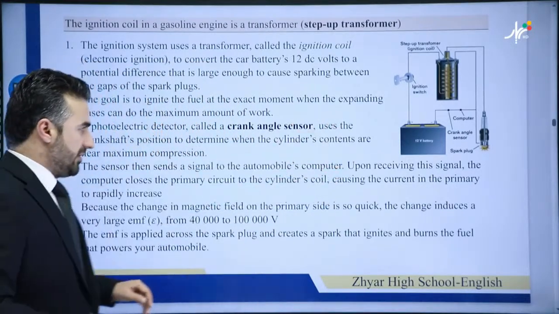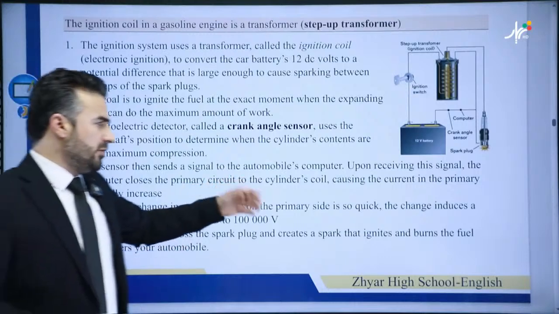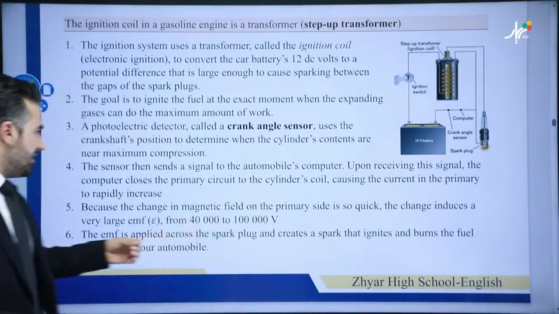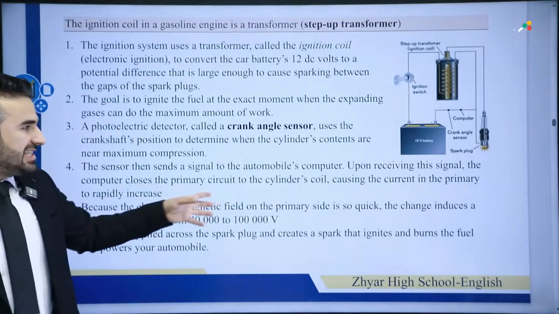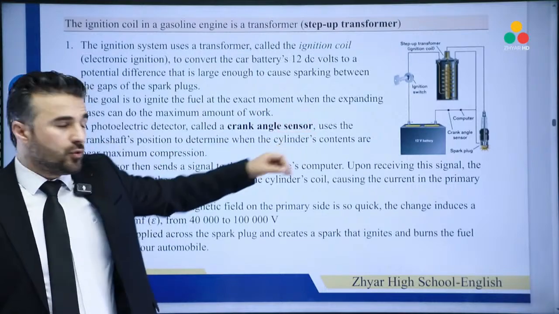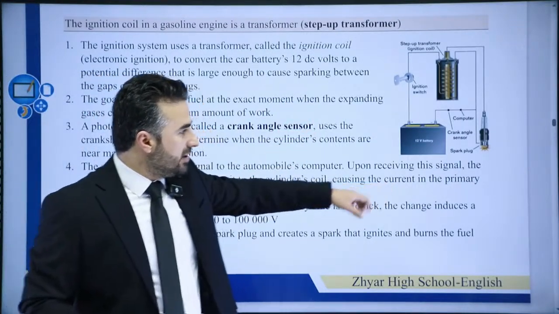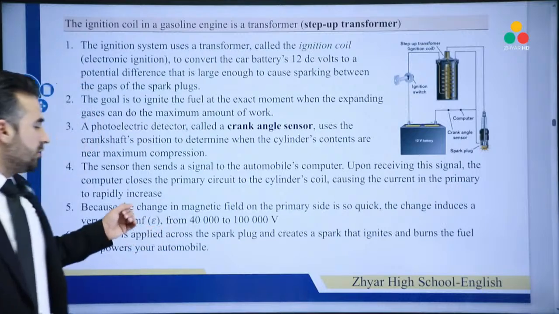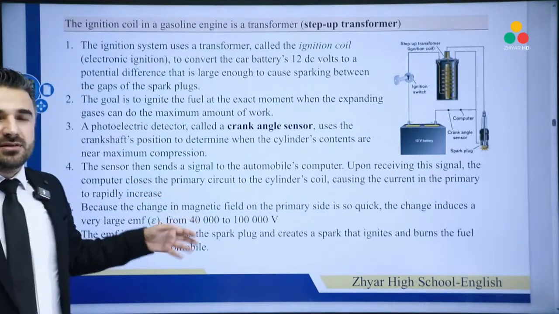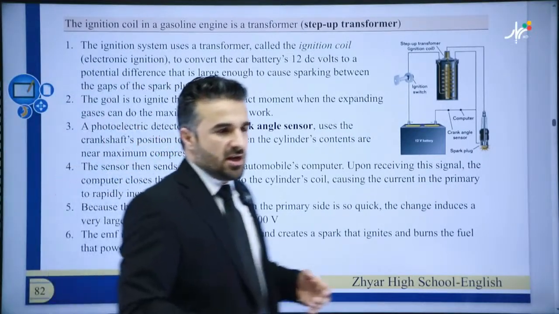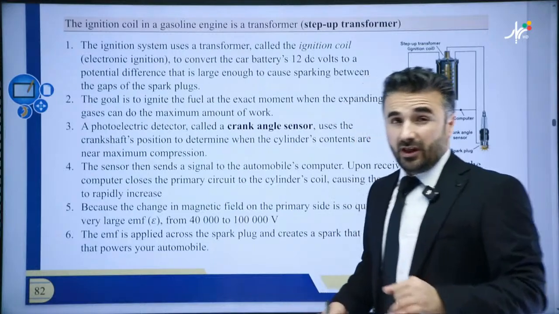So simply, the automobile's computer. So what happens next? Once this happens, this primary circuit will be closed, and if that's the case, it causes the current in the primary coil to rapidly increase. If the current rapidly increases, what do you think will happen? That is for the primary here.